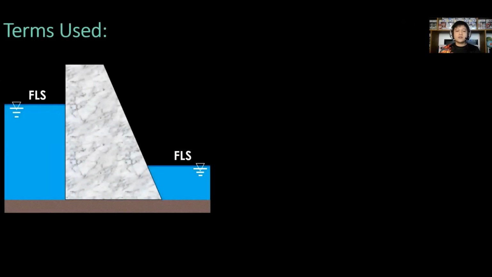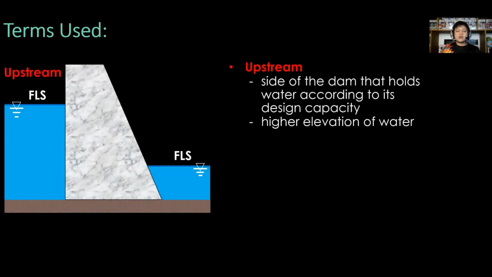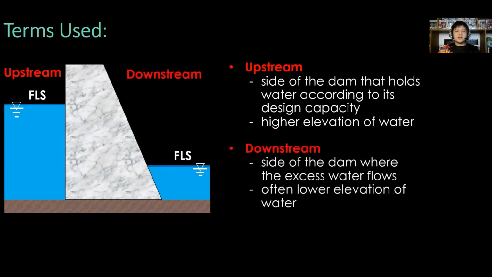For the different terms used, first is the word upstream. It is the side of the dam that holds water according to its design capacity. It has higher elevation of water. Next is the word downstream. It is the side of the dam where the excess water flows, often with lower water elevation.